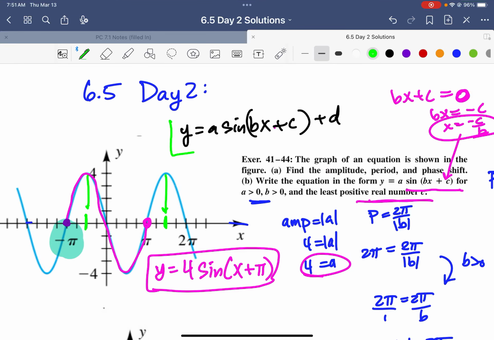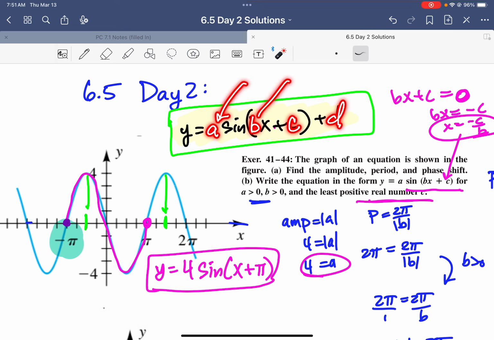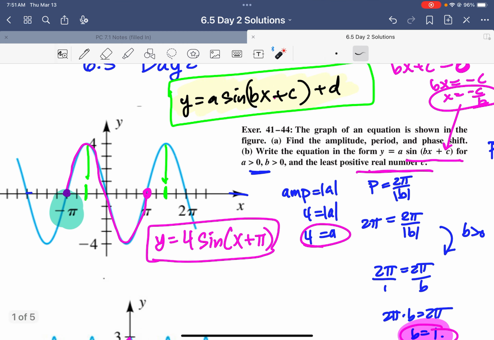So remember in 6.2, we're really thinking about this as our main equation. You can use this version for either sine or cosine. It's this idea that we have a sine of bx plus c plus d, where a, b, and c are our parameters, where a relates to the amplitude, b relates to the period, c relates to the phase shift, and d relates to the midline.